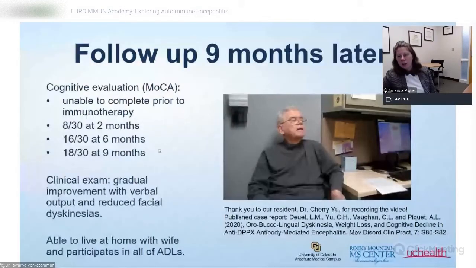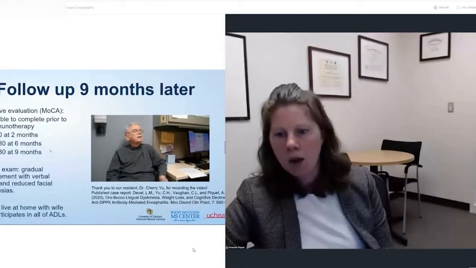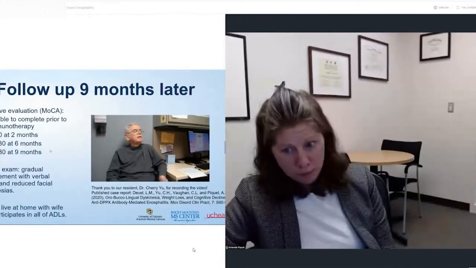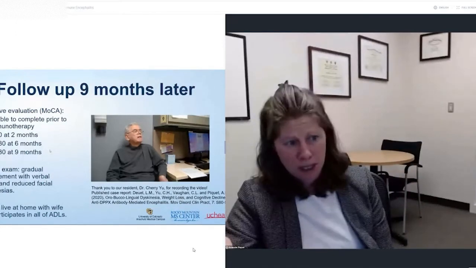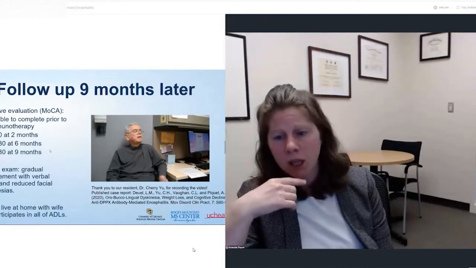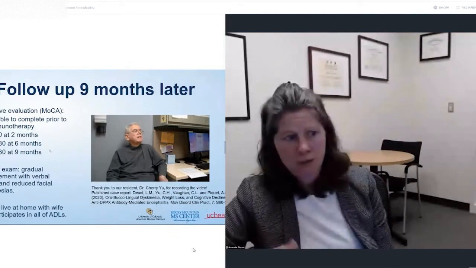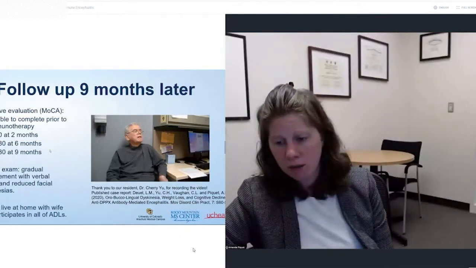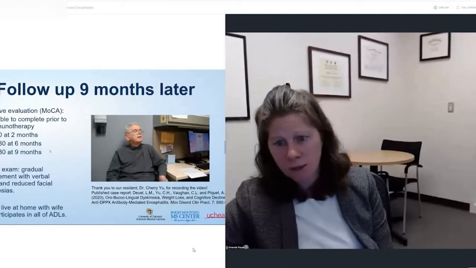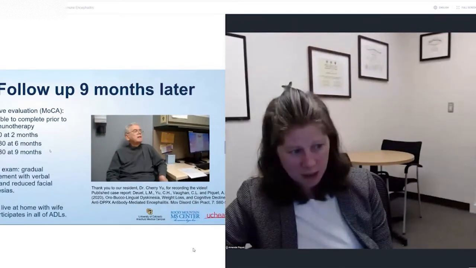So I hope you can appreciate in that video, he started gaining weight. He overall just looks healthier. But he had improvement, although not complete resolution by 9 months, of the facial dyskinesias. He was much better with his finger taps and foot taps, with resolution really of his bradykinesia. And his cognitive status was remarkably better.